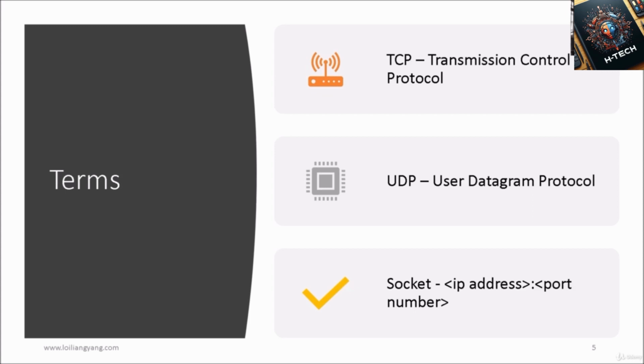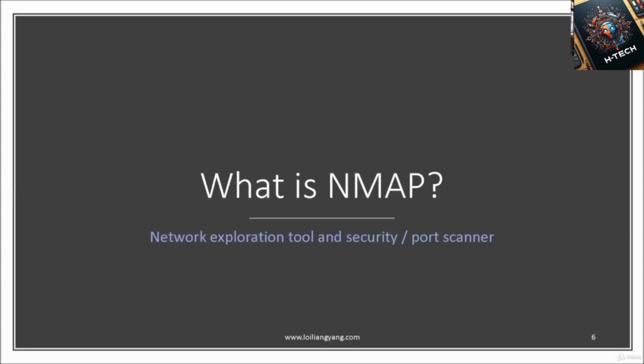So what is NMAP? NMAP is a network mapping tool. It's a network exploration tool that helps us find out a lot of information about the network, and it's a really, really useful tool. Not just the network, but also the devices within the network, by scanning their ports and looking out for what kind of protocols they're running.